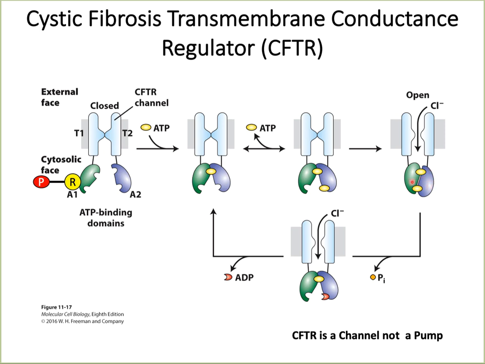This opens the Cl- channel. The relatively stable open state becomes destabilized by A2 ATP hydrolysis to ADP and Pi, which disrupts the A1-A2 dimer interface, leading to channel closing.